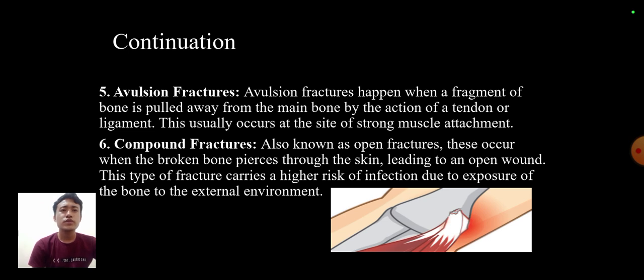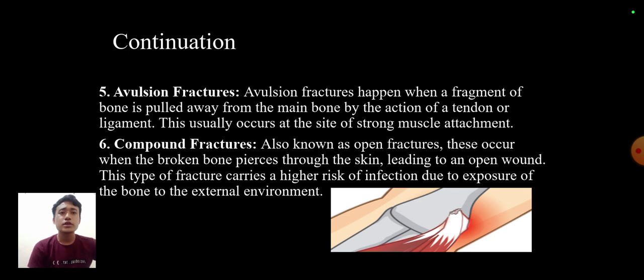Number five, avulsion fractures. Avulsion fractures happen when a fragment of bone is pulled away from the main bone by the action of a tendon or ligament. This usually occurs at the site of strong muscle attachment. Avulsion fracture is shown in the image below.